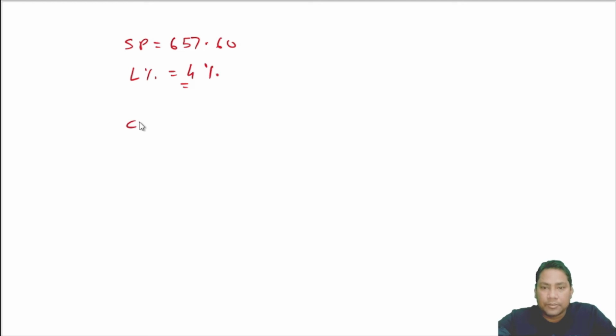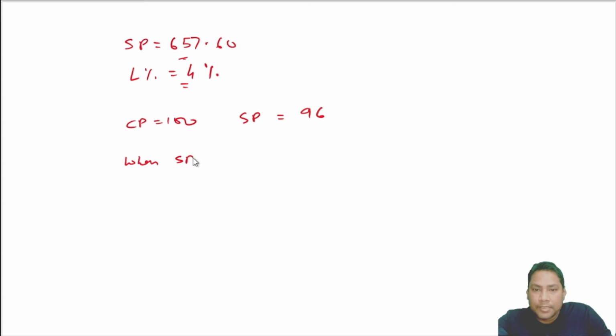If we take the cost price as 100 rupees and the loss is 4%, then the selling price will become cost price minus loss, that is 100 minus 4, which is 96. Now we will write it as: selling price 96, cost price 100, and for selling price 1, the cost price will become 100 upon 96.